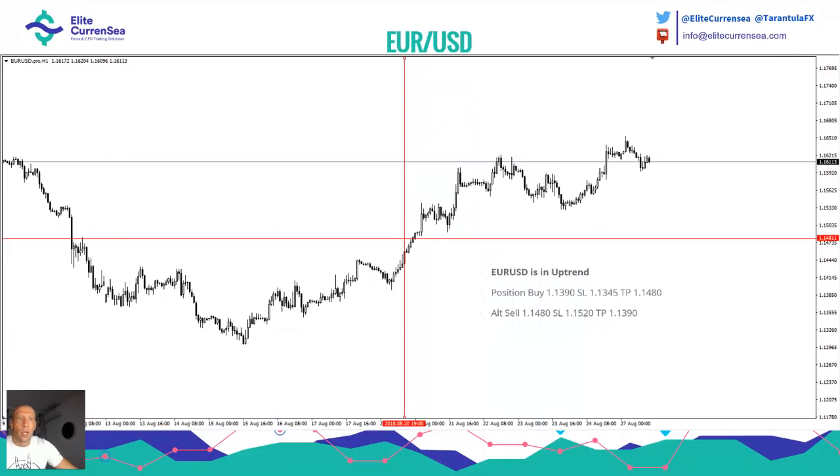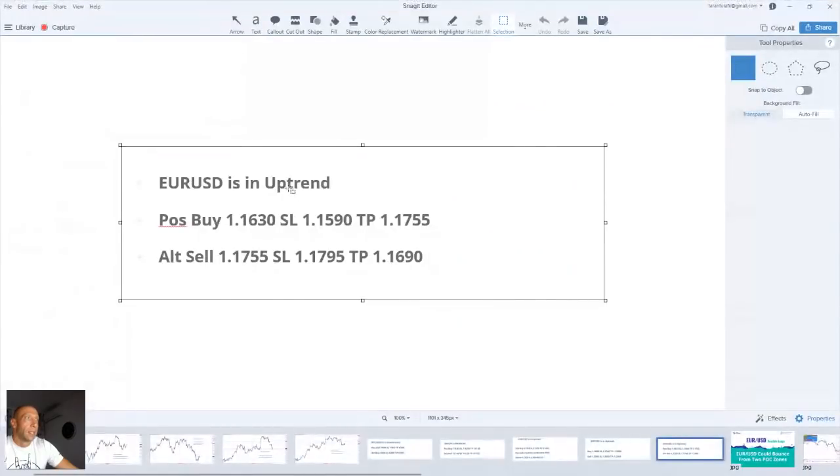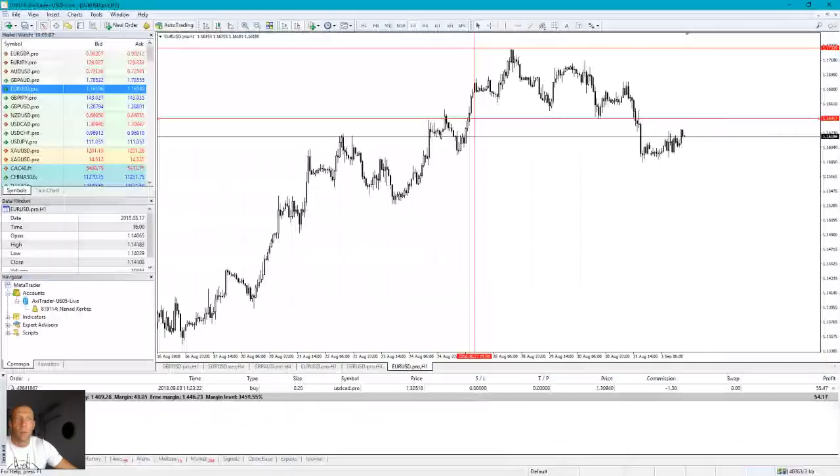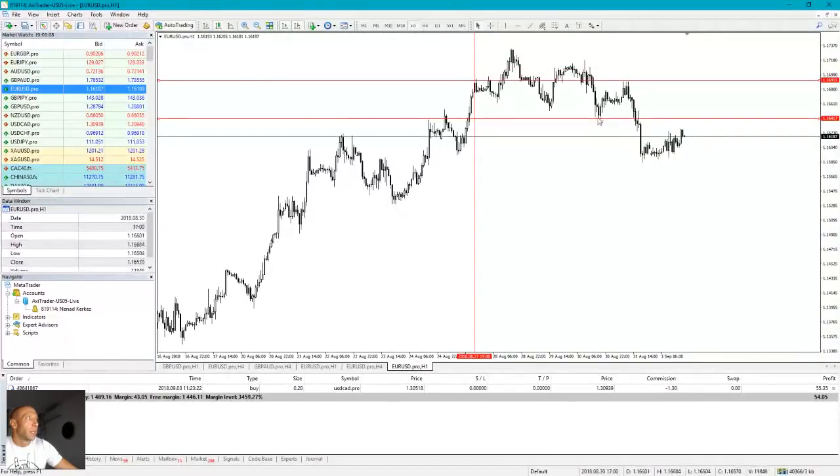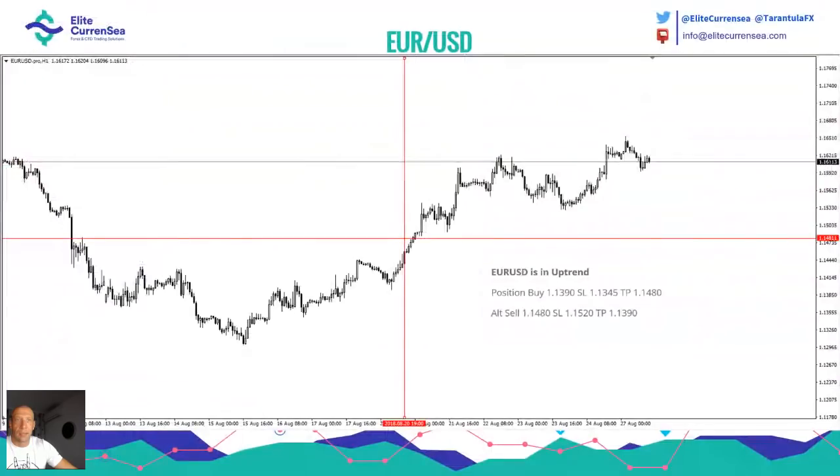Basically, euro dollar, yeah, this is the old slide. This is correct: euro dollar 1630 buy, sell 1755, and watch it here. This was a buy trade, and this was the potential maximum result. Yeah, I just made a wrong slide.